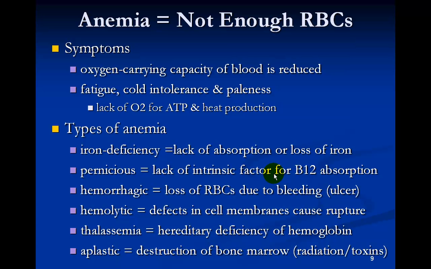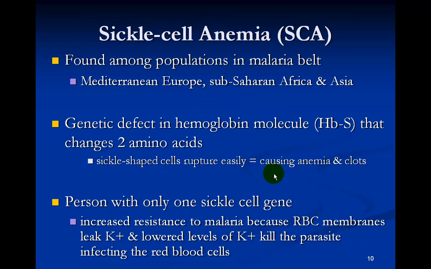Hemolytic anemia is a defect in the cell membrane, which just causes red blood cells to rupture. And then two others, thalassemia, is a hereditary deficiency of hemoglobin. And aplastic anemia is the destruction of bone marrow, and this is where we produce red blood cells, oftentimes caused by radiation or chemotherapy. Sickle cell anemia is found in populations in the malaria belt.